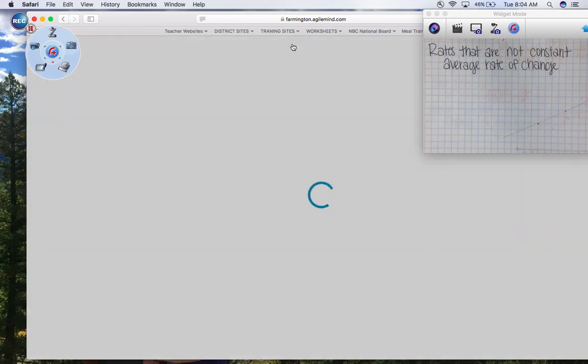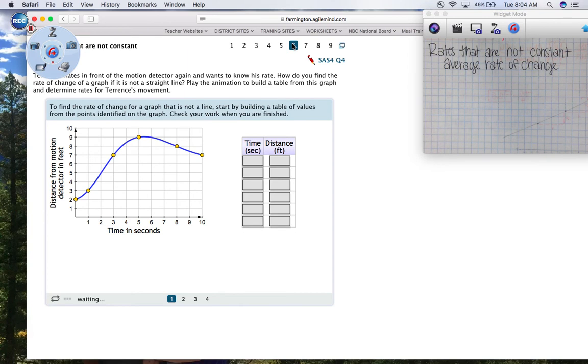Okay, now let's look at 6. If you notice this graph, it starts out at a distance of 2. It's moving away until it gets to 9 feet, and then it starts slowly moving back. So I want you to pause this again and see if you can figure out what values go in this table.